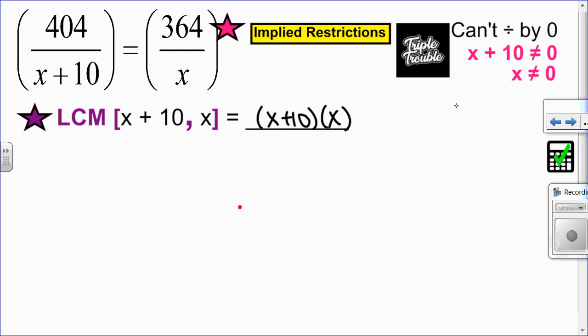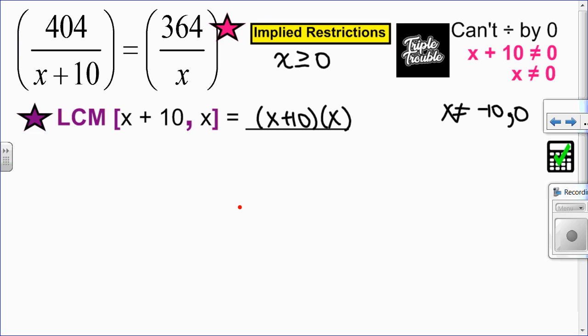So my restrictions for the equation, x plus 10 can't be 0, so the opposite of plus 10 is minus 10, and x can't be 0. Now let's talk about the implied restrictions. What does x represent? We chose it to represent Mateo's speed. You can't have negative speed. So the speed has to be greater than or equal to 0.